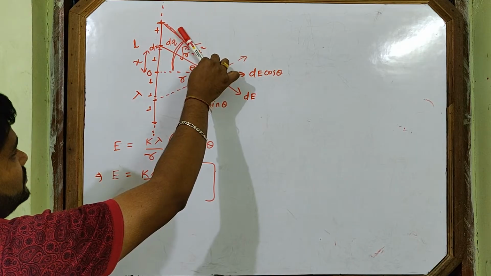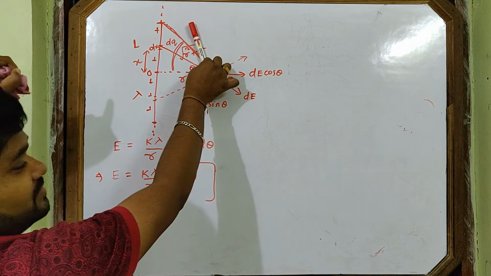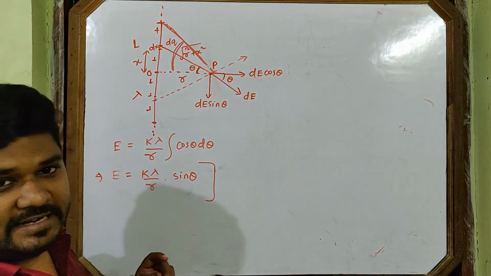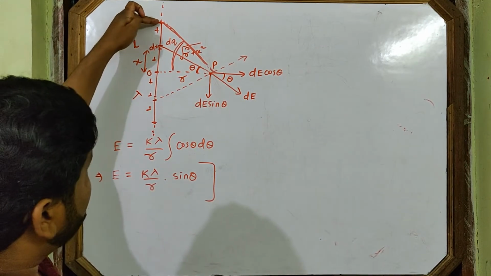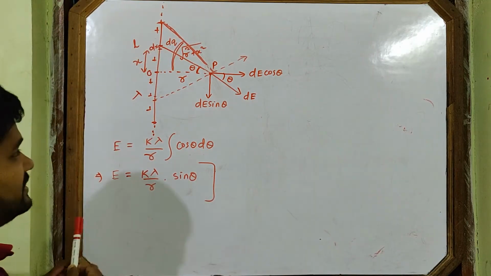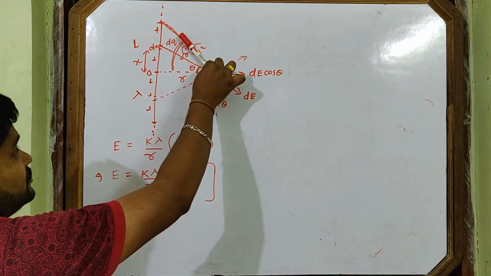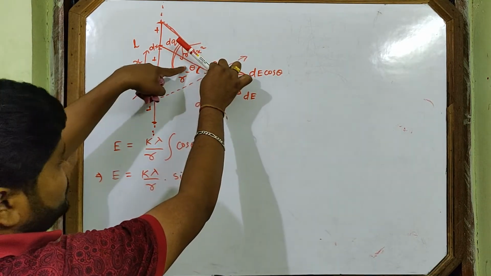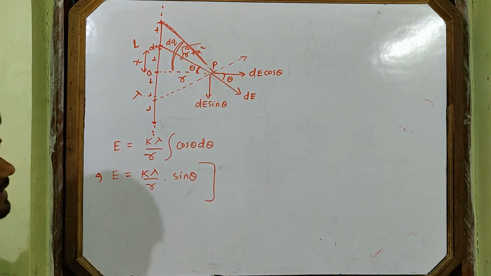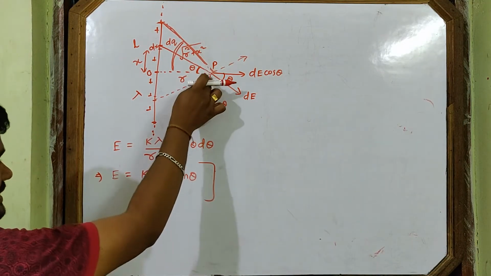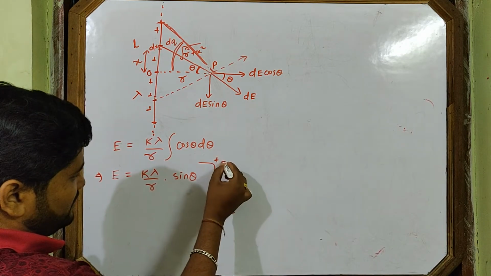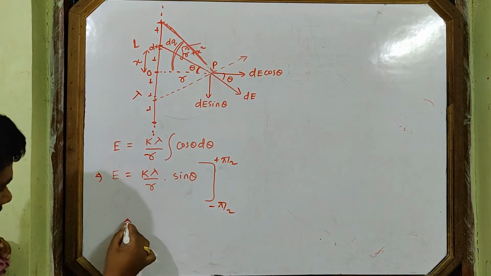This line will turn like this to touch the end of the rod, and ultimately this theta will be how much? 90 degree. Again I am repeating, if this is finite, then the maximum value of theta will be this much. If it is infinite, then to touch the end of the rod this will turn like this and theta will be 90 degree. So on that side plus 90, and this side also to touch the end it will be minus 90. So the limit will be minus 90 to plus 90.